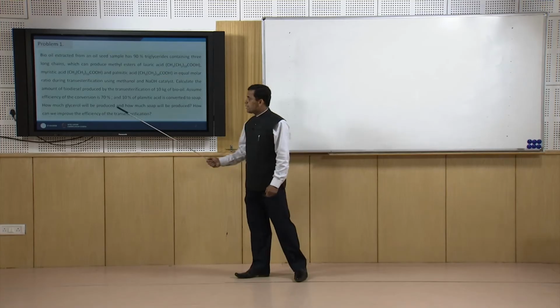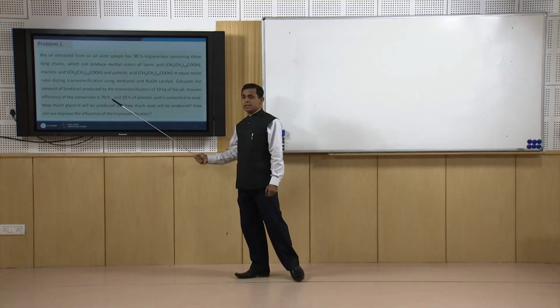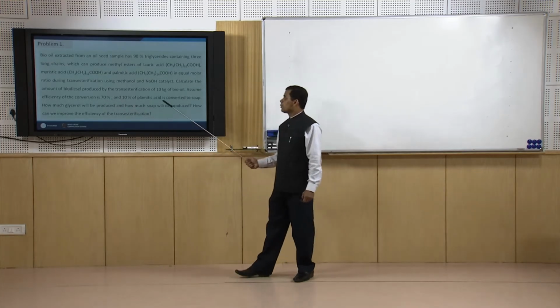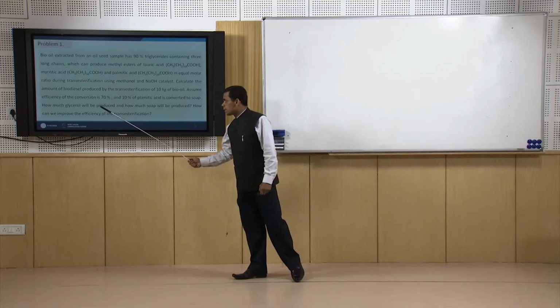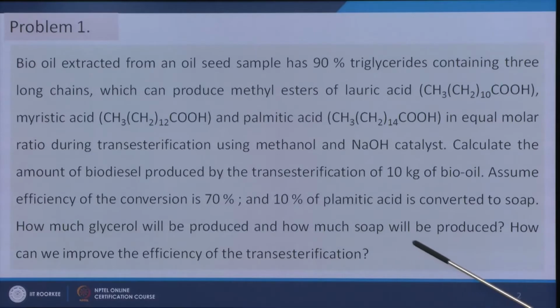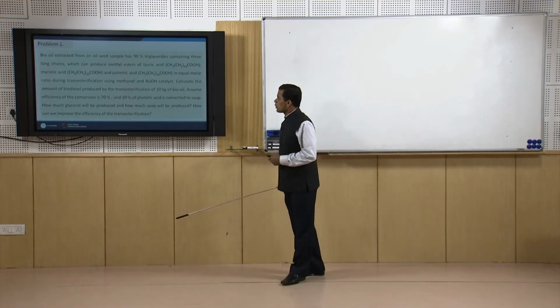Assume efficiency of the conversion is 70% and 10% of palmitic acid is converted to soap. How much glycerol will be produced and how much soap will be produced, and how can we improve the efficiency of the transesterification process? So, if this is our problem statement, now we need to solve the problem. How can we proceed?